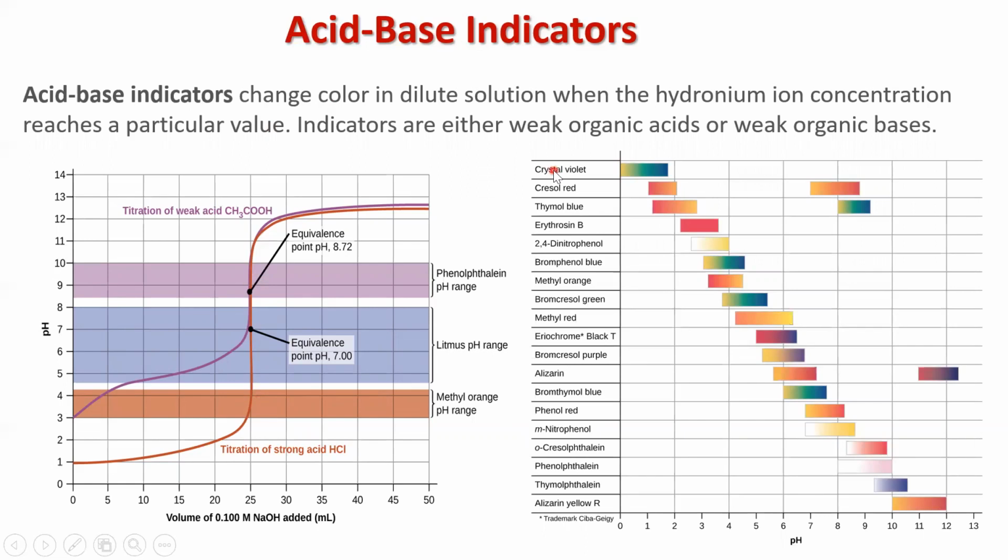But if you look, there's a huge span of indicators that we can use, and they change colors depending on what the pH is. So if you've ever tested the pH in your pool or in a fish tank, and you have those little strips, the strips are soaked with one of these indicators so that you can figure out what the pH of that particular solution is.